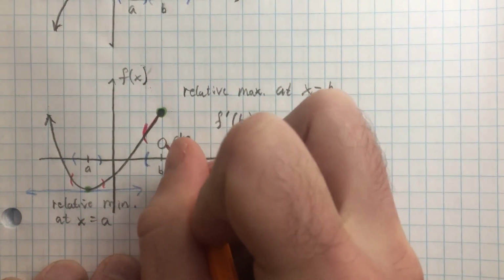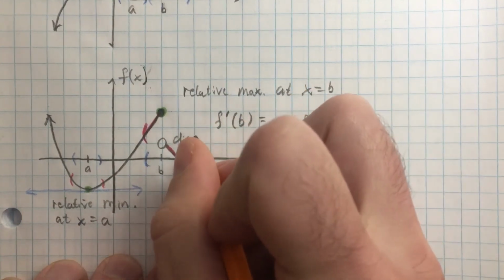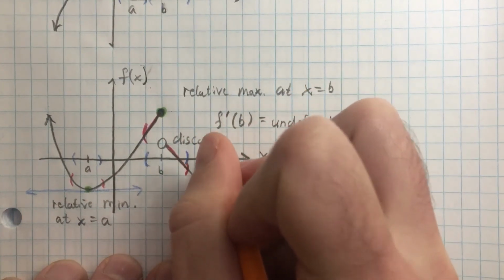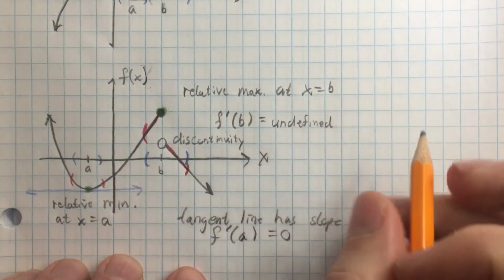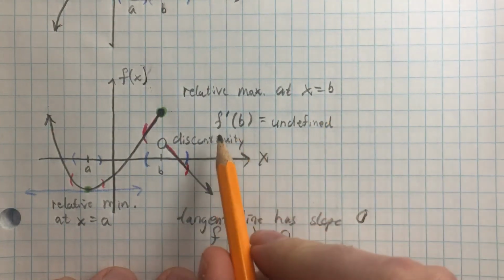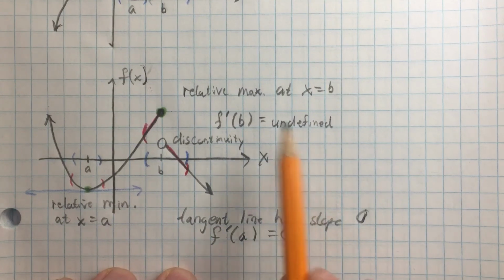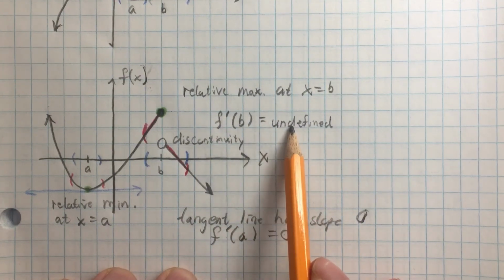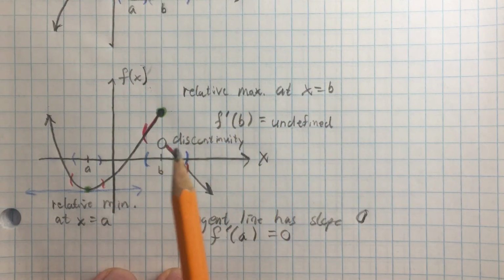Now you have a discontinuity, but there's still a relative extremum happening there. It just happens to be a different geometric situation. It's a discontinuity. So again, we see the ideas of derivative equal to 0 and derivative being undefined being integral to the idea of relative extrema.